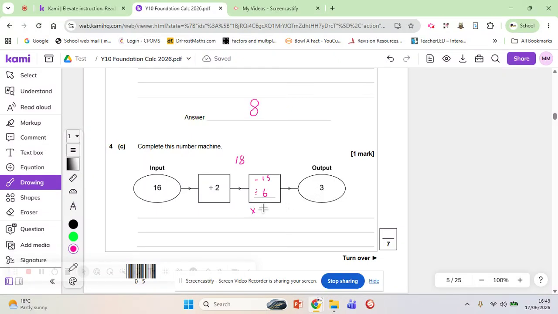Or I suppose I could times by 1/6. It's another way of saying the same thing. But you're going to have the operation in there. We can't just do it without the operation.